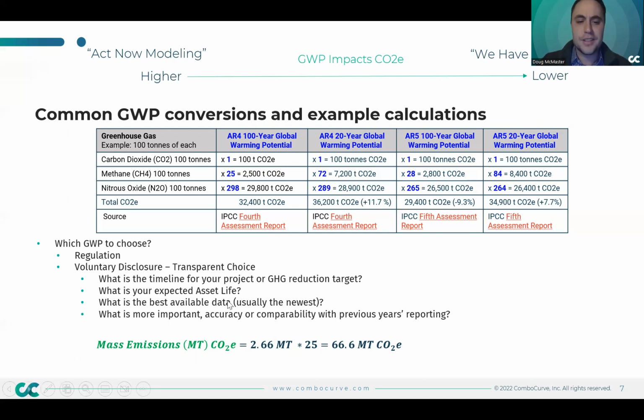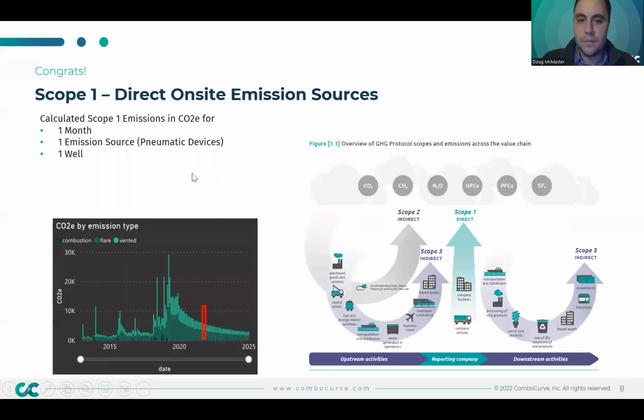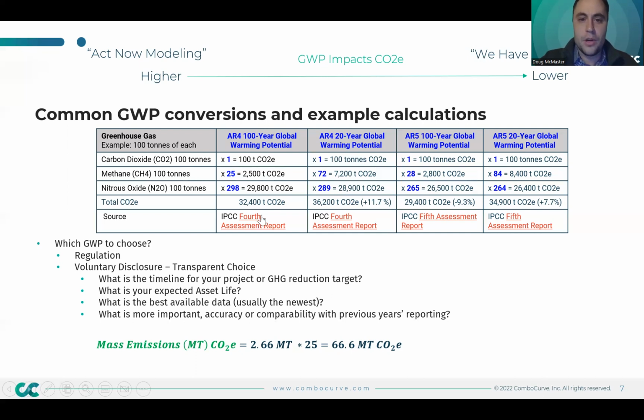So you have mass emissions and carbon dioxide equivalents, and you simply take the mass of methane, what we calculated on the previous slide, times the global warming potential, 25. In this case, I chose from this table in the middle, AR4 100 year, and you get 66.6 metric tons of carbon dioxide equivalent. Great.